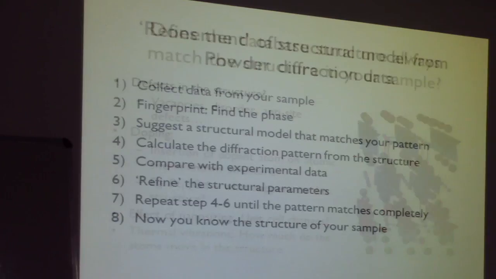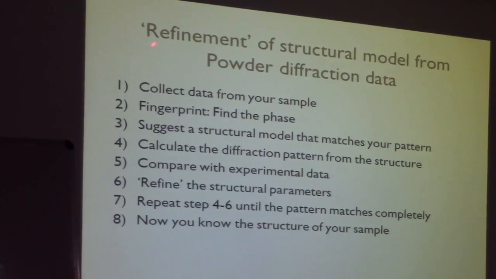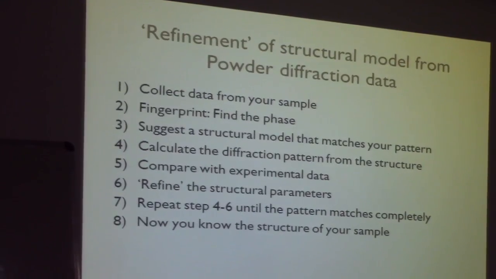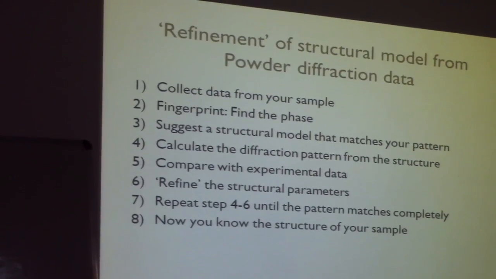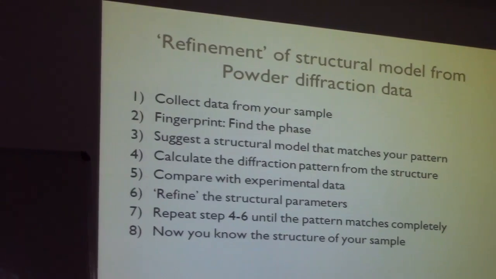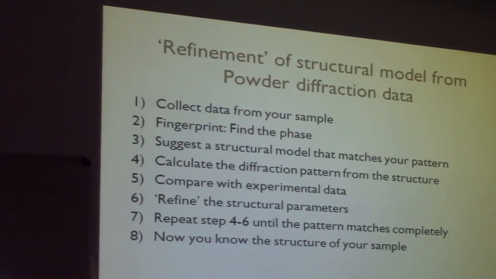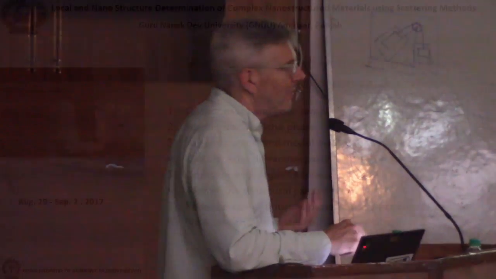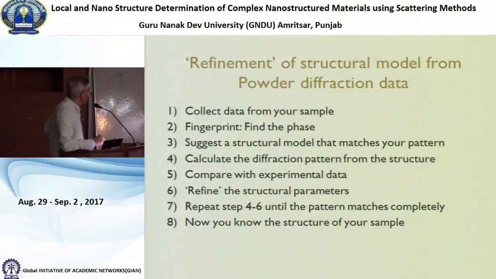So then we do a refinement process. Refinement means that we've got a structural model we got from the database, but we vary the parameters a little bit in order to get a good fit. So that's what we were doing in PDF GUI. In PDF GUI, we were doing the refinement of the structural model compared to the PDF data. If you do the refinement of the model compared to regular powder diffraction data, then you're doing Rietveld refinement.